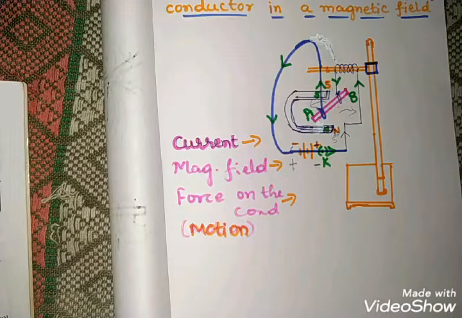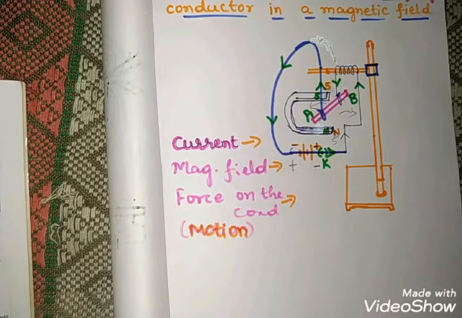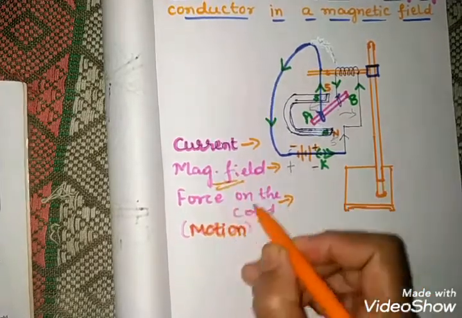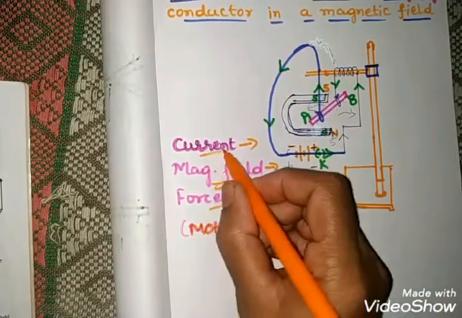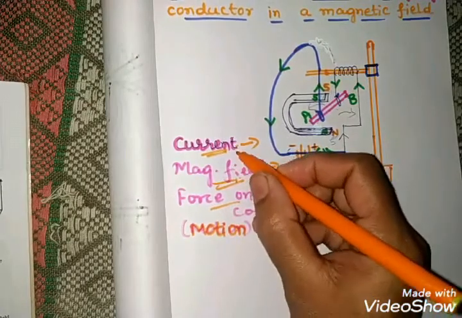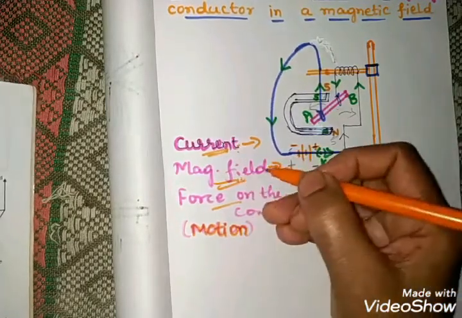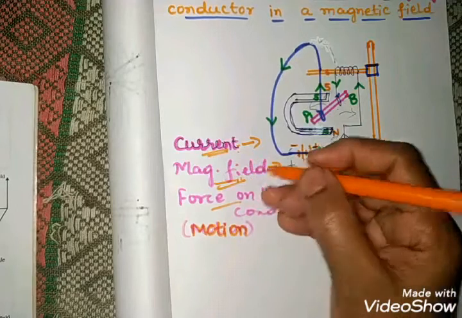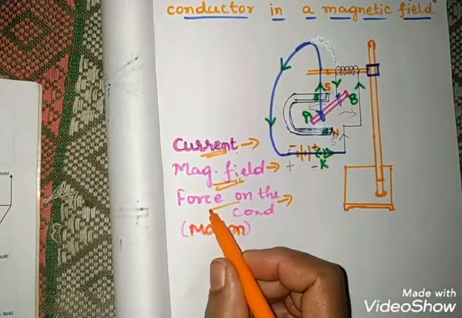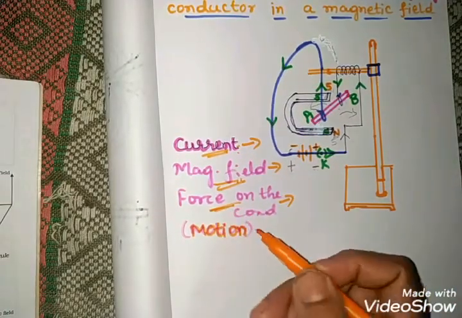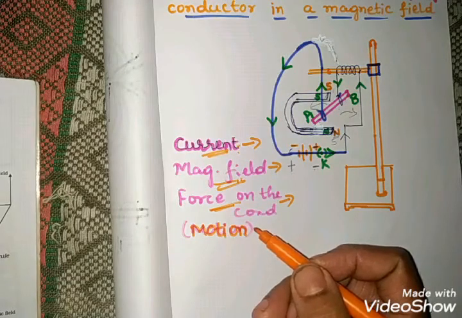The force on the conductor is the largest when the direction of the current is at right angles to the direction of the magnetic field. That is, these two factors are there, no? Magnetic field and current. When these two factors are perpendicular, at right angles to each other, we can observe maximum force or maximum displacement in the conductor.